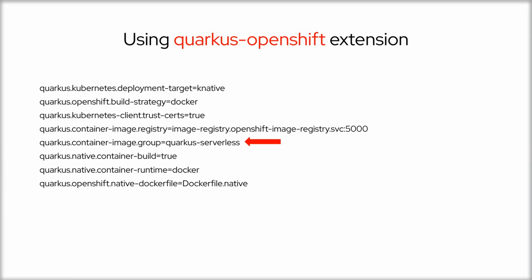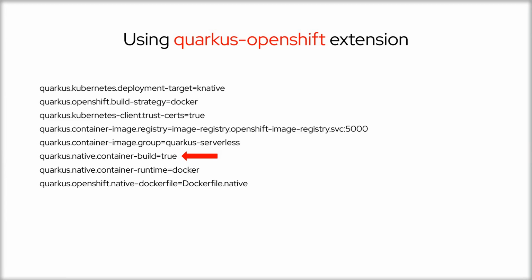Then to get the serverless application compiled into a native executable, we need to configure two more properties. The first one being the Quarkus native container build, which is set to true to enable the container runtime, and then the Quarkus native container runtime, which has to be set to the values of either Docker or Podman to really indicate the container engine that it has to use internally.